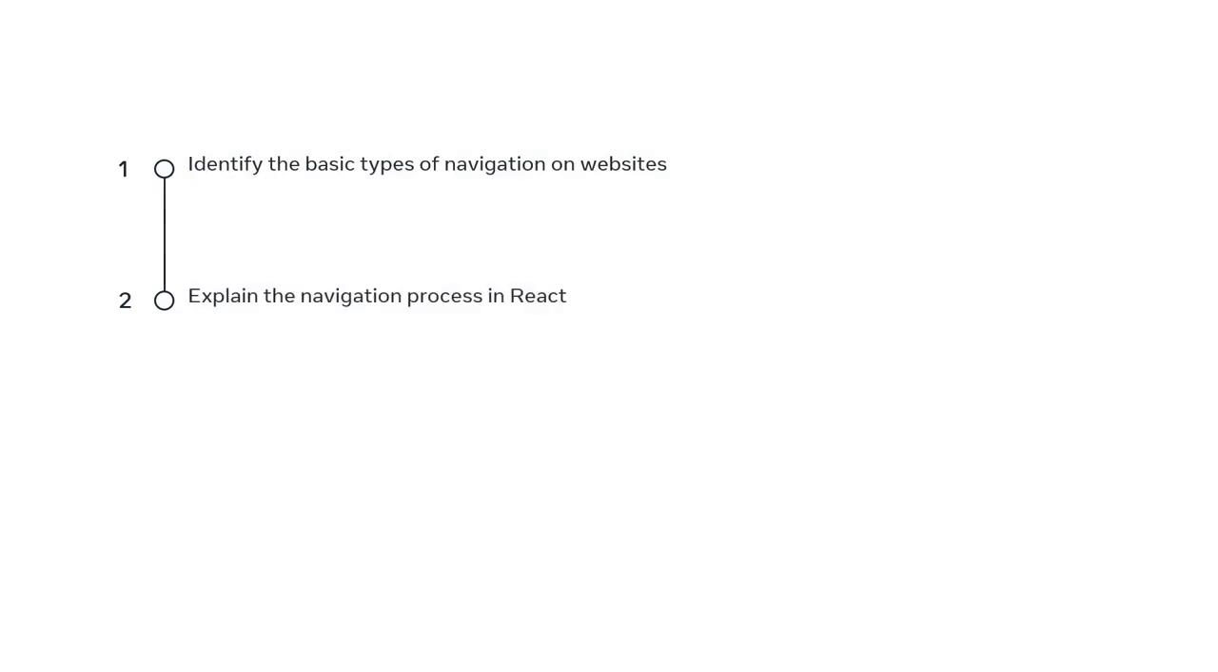In this video, you'll learn about the basic types of navigation on websites and how the navigation process works in React. Now, if you think about the history of web layouts and web navigation, it's like the development of other great inventions throughout history. For example, after the Wright brothers flew the first plane in 1903 in Kitty Hawk, North Carolina, there was a period of a few decades where engineers were experimenting with different designs.